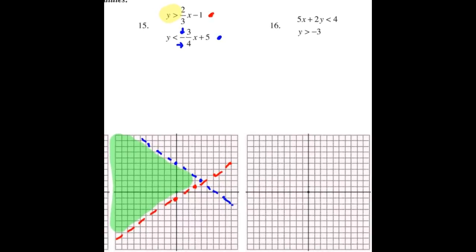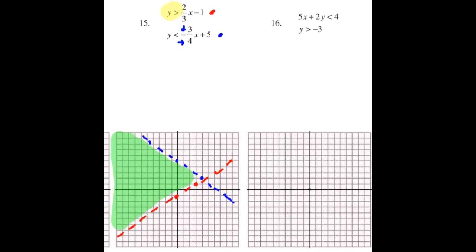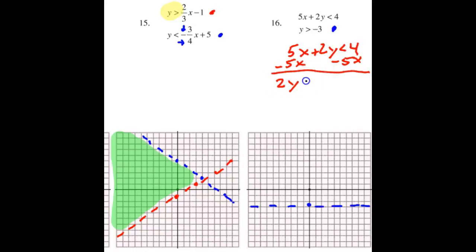Still have the special cases we got to get to. Let's practice one more. Let's do y is greater than -3, so we know that's going to be down here, y-axis, -3. Okay, once again, a dashed line. And the top one here, we're going to have to solve that one for y. So we got -5x, -5x, 2y, less than -5x plus 4. Divide everything by 2.